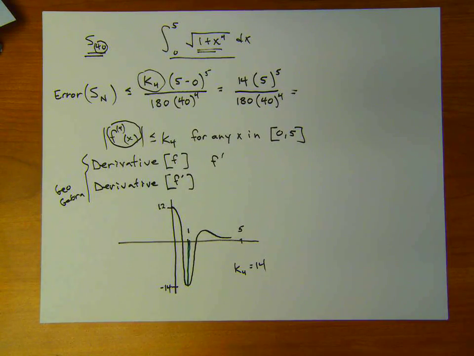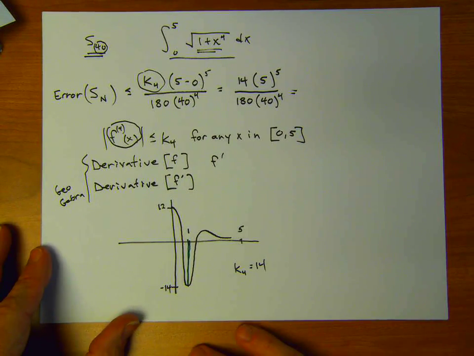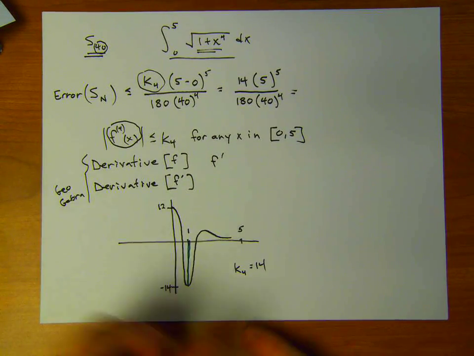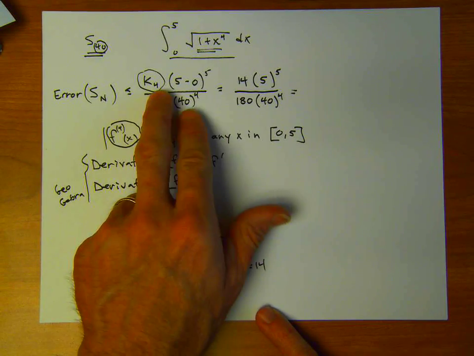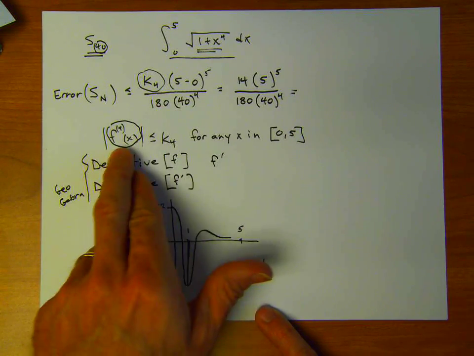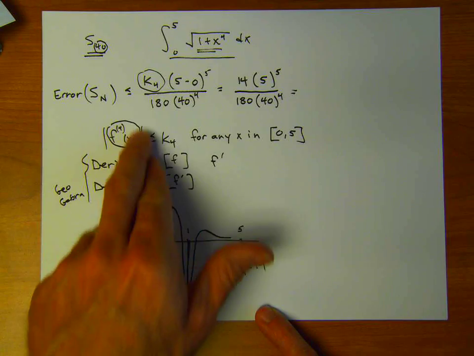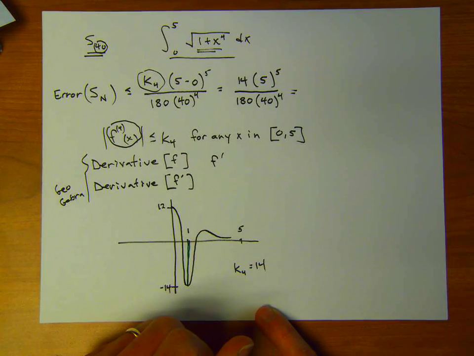All right, well, those are the types of problems that are on the homework for 7.1. And I do encourage you to use GeoGebra, especially when you're finding these k-values, these bounds on what the maximum value of the second or fourth derivative could be on the interval.